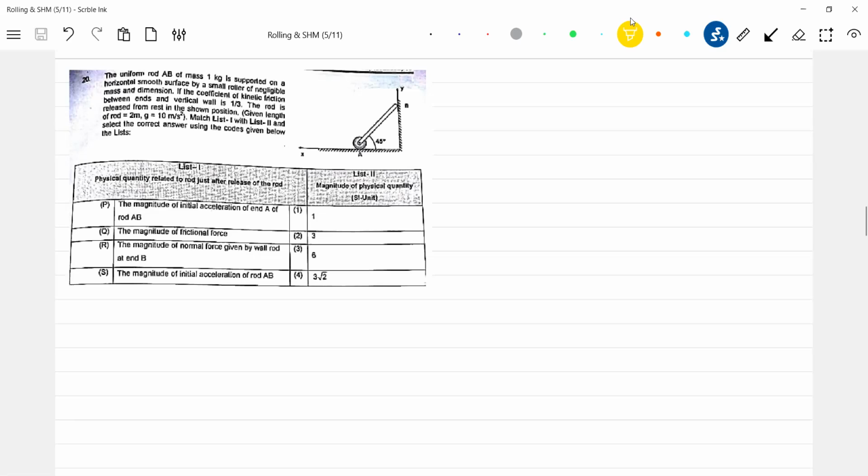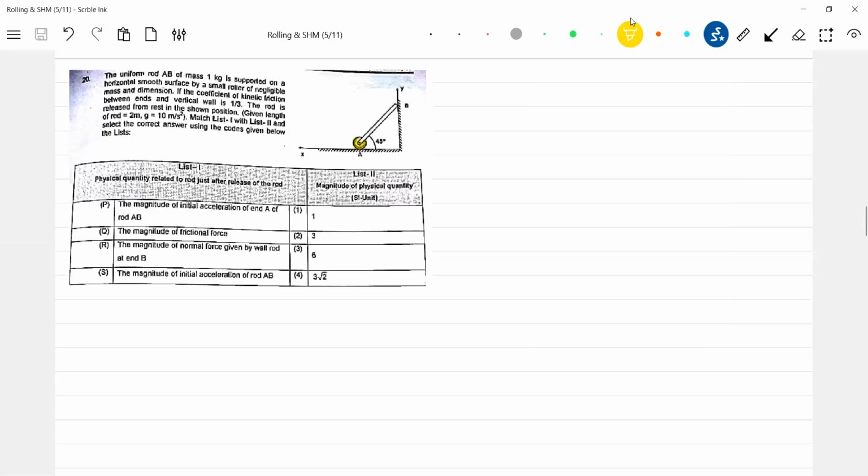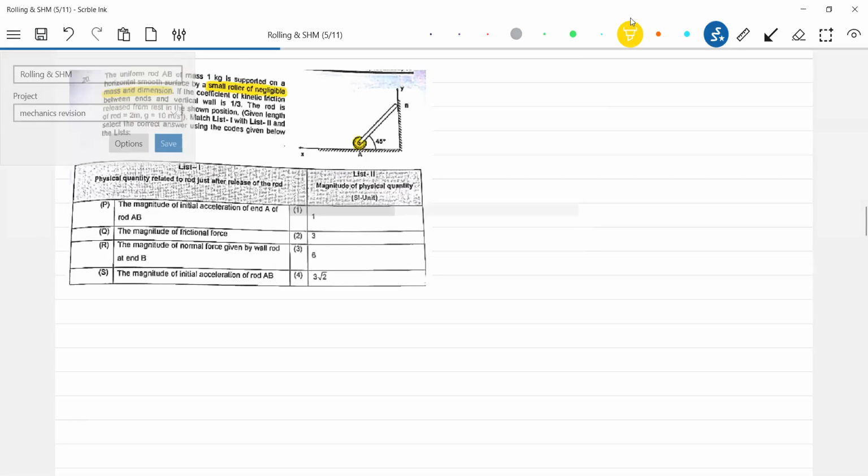First, get the free body diagram. The biggest trouble for you is this particular roller. What to do with that roller is your biggest trouble. "Supported by a small roller of negligible mass and dimension." Please think about the way he has set the question. This is very important, so I want you to really focus on that particular sentence.